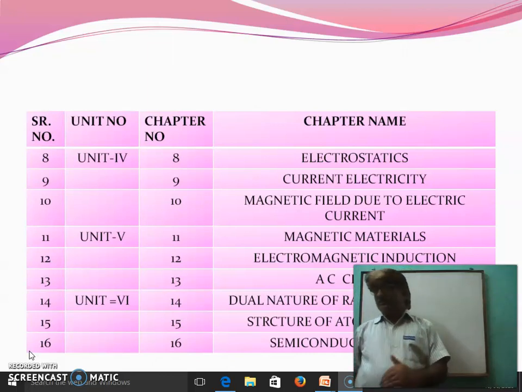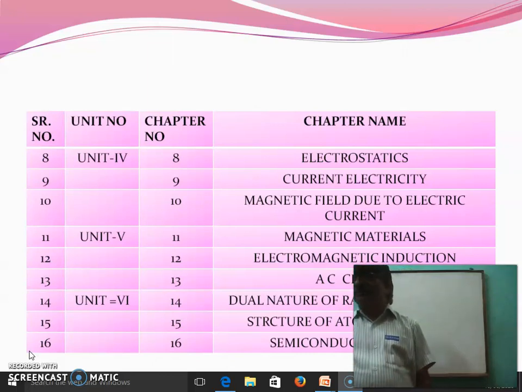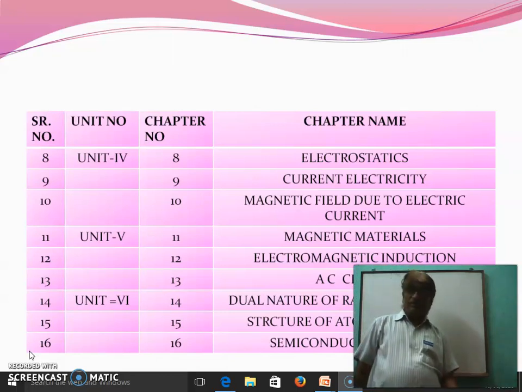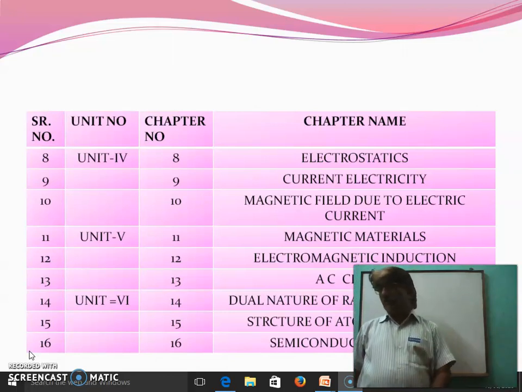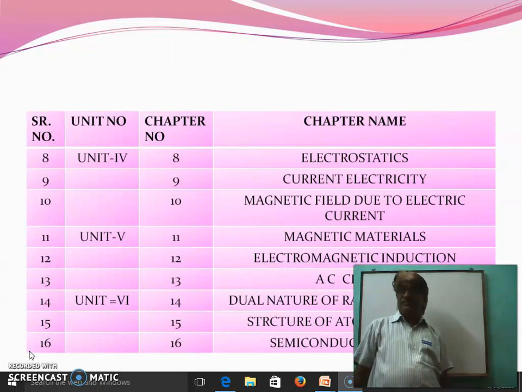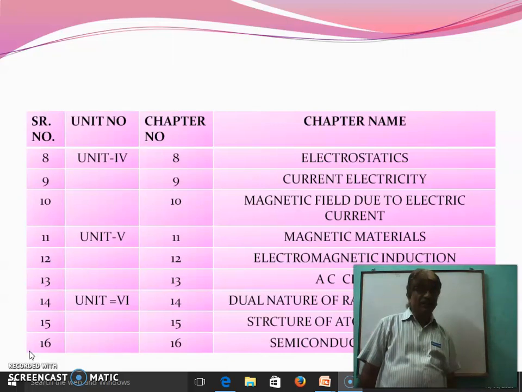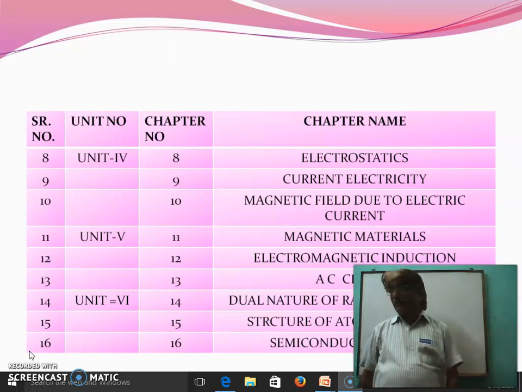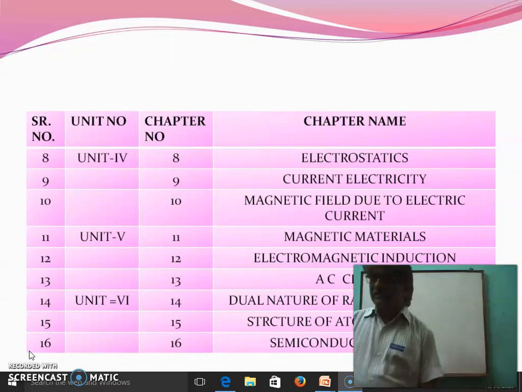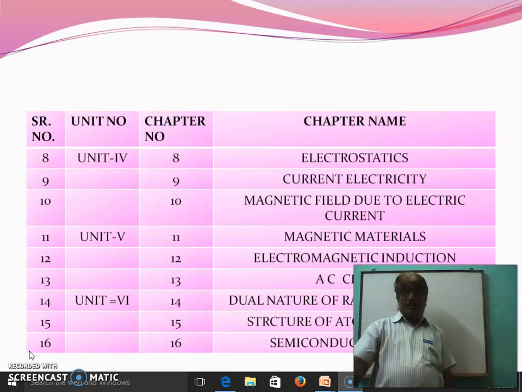Then we see the binding energy of the electron. Nuclear fission and nuclear fusion are also seen. Then we see radioactivity, the three rays, alpha ray, beta ray, and gamma ray, are also seen. And various points can be seen in the chapter structure of atom and nuclei.